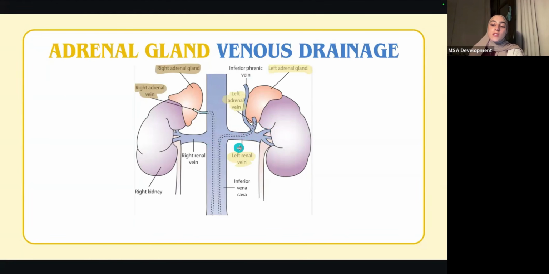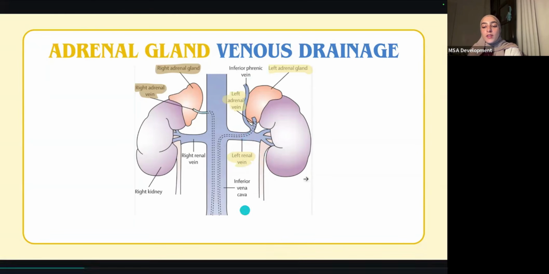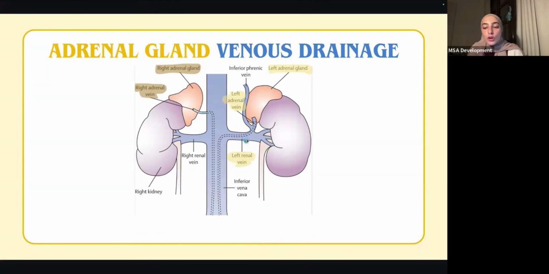You have gonadal veins that drain from there. It's not shown in this picture, but it's also called the hormonal vein because it has other veins draining into it. It's a very important vein, the left renal vein, and it's longer, and it drains to the inferior vena cava, and the left adrenal vein drains into the left renal vein.